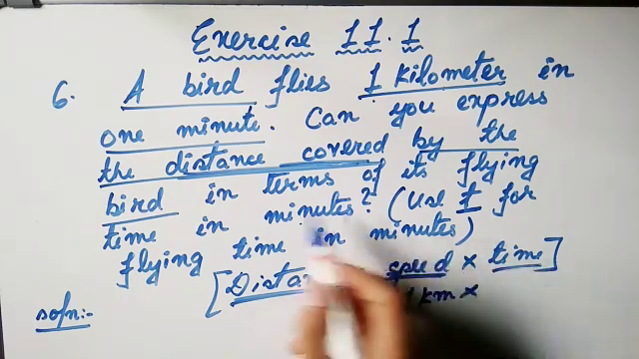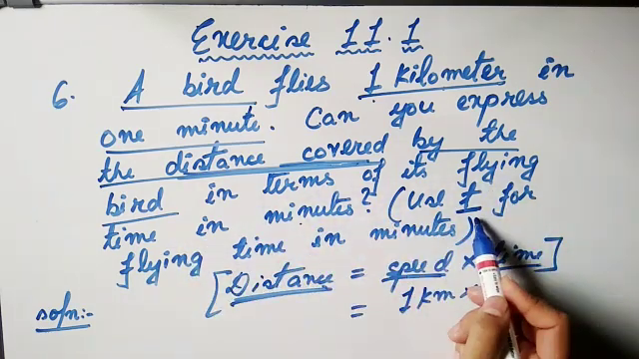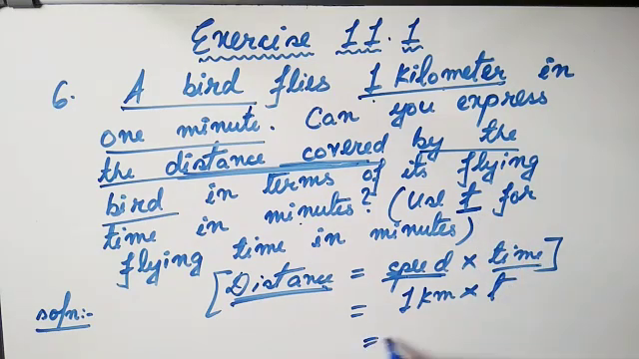And time. So where is the time here? The question asks us to use t, right? For the time taken. So t. That means 1 multiplied by t is t. And what is the unit here? Yes, kilometer. t kilometer. And this is how we are going to solve this question. So let's write the answer in statements.